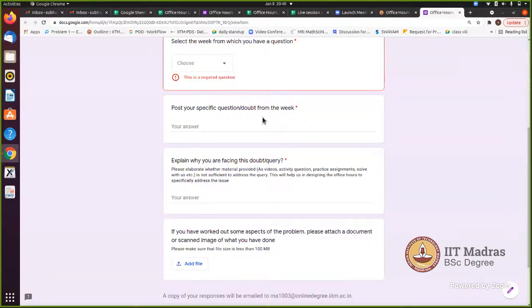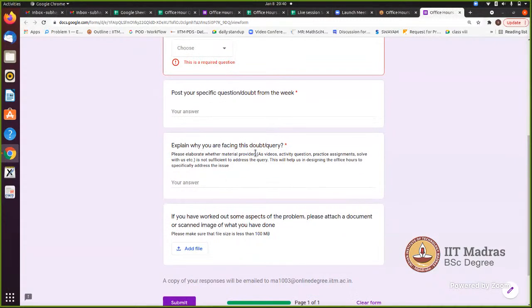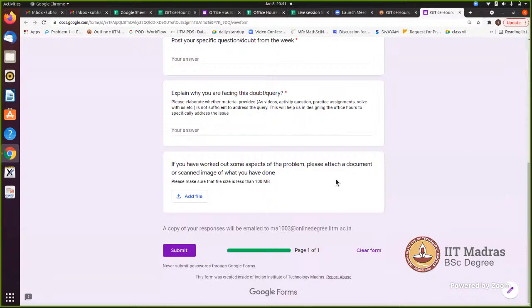Or suppose you don't know how row echelon form behaves with Gauss elimination. Suppose this concept is not clear to you, then you can write it. You can write directly about some concept which is not clear to you. So this place is where you have to write all these things. Now explain why you are facing this doubt or query. Mention which week that is and what you have tried, and at the end, suppose you are working on some problem, then you can attach your rough work here. This is not compulsory, but it will be better if you attach your rough work for the specific problem where you are stuck.